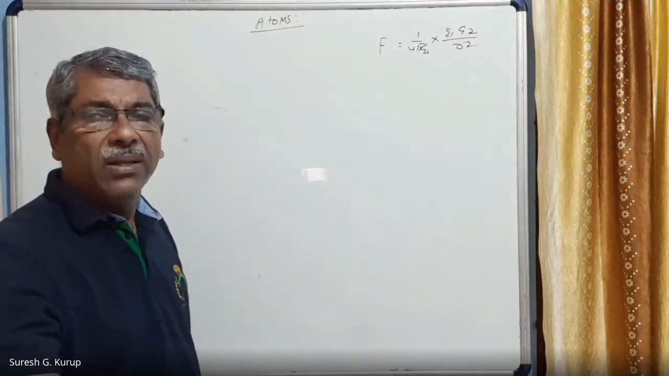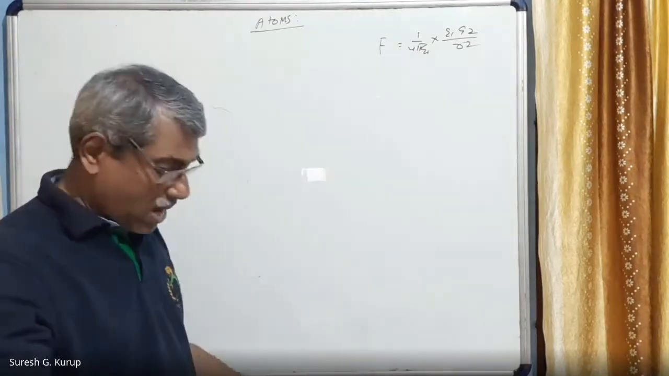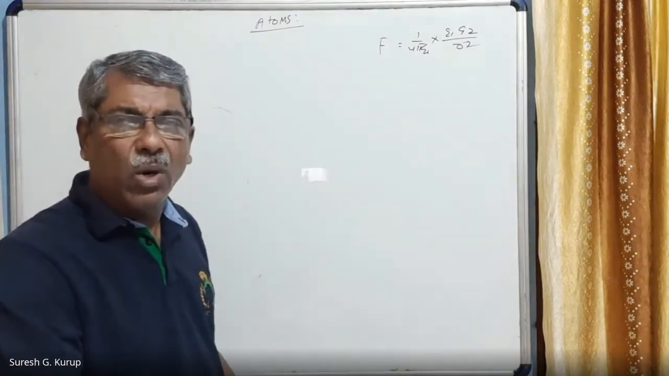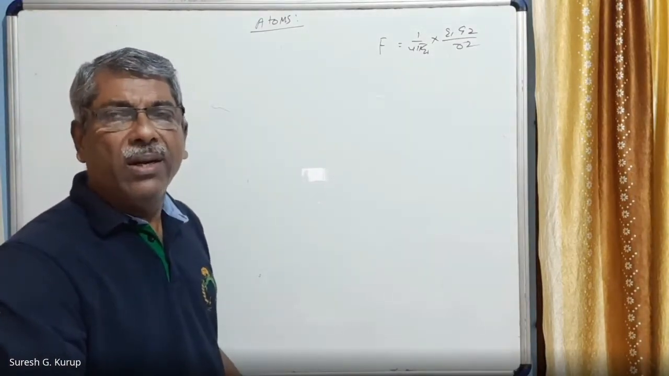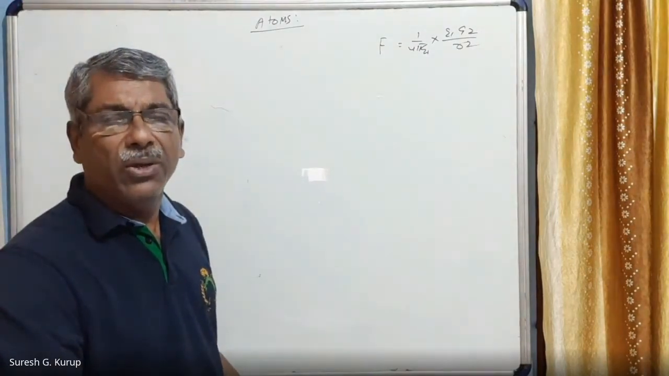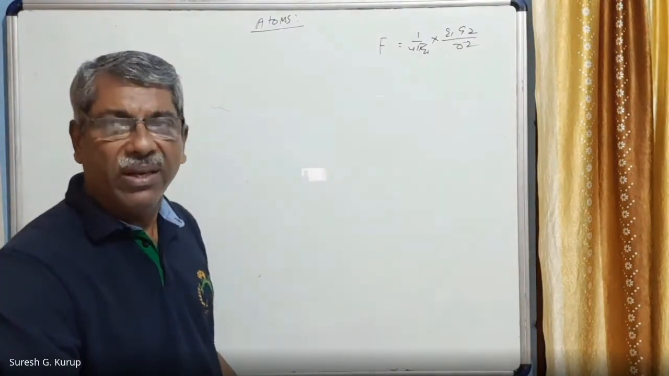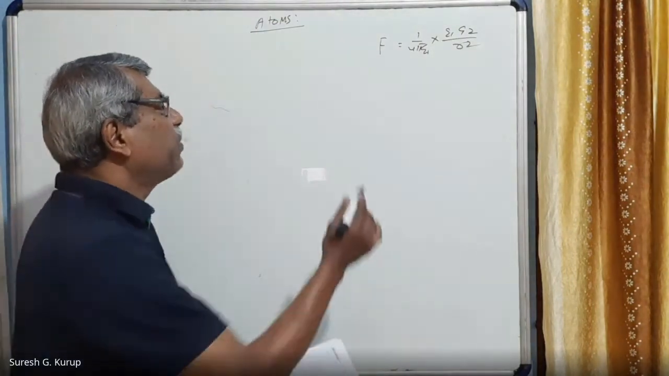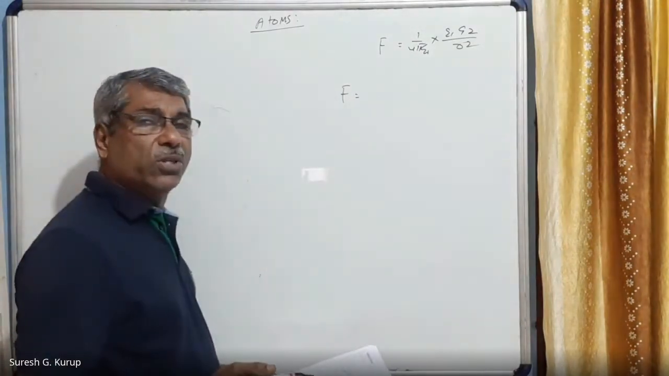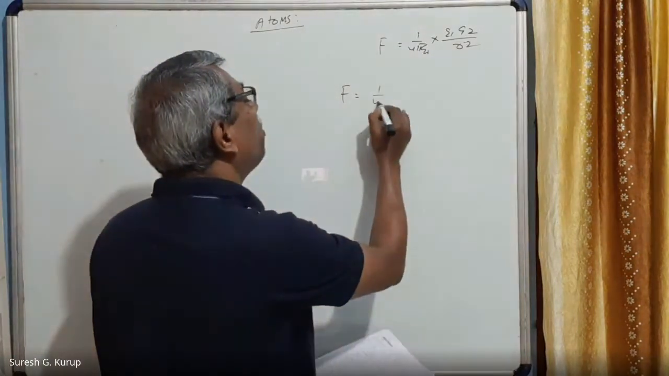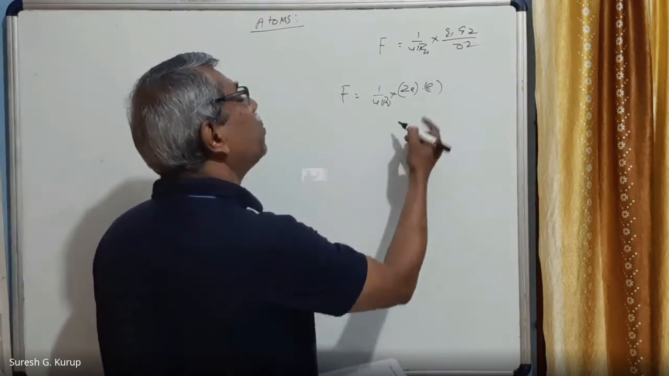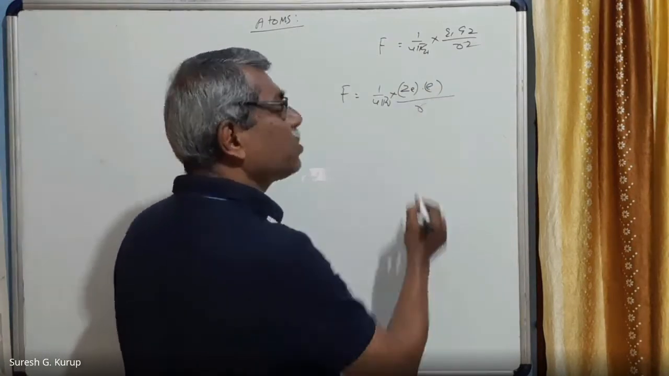In the case of an atom, the amount of charge on an electron is minus e, and we take only the magnitude. Then Q1 is the charge of the nucleus, that is Ze, and Q2 is the charge of the electron, that is simply e. Then the magnitude of the electrostatic force of attraction for an atom is given by F is equal to 1 by 4 pi epsilon 0 into Ze into e, the whole divided by R square.